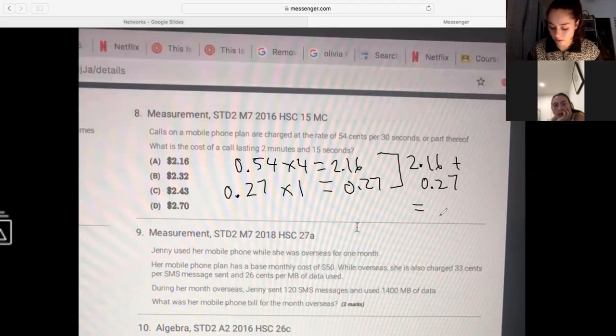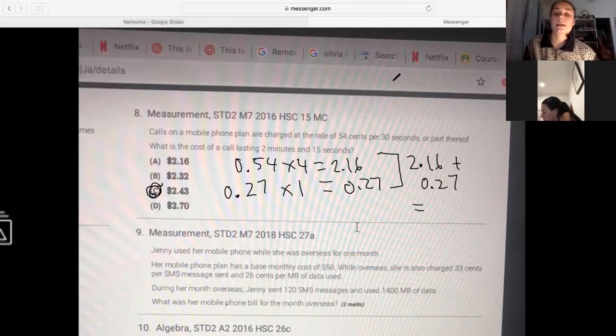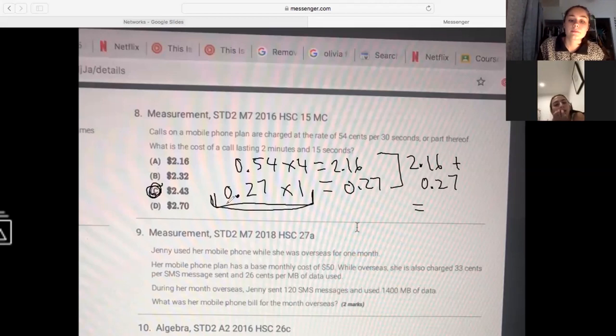29. Where'd the 29 come from? It's 2.43. Sorry, I didn't do the 0.27. Yeah. No, when I did it, I did that the first time as well. But does it make sense how this 27 part here? Yeah, I wouldn't have thought of that, but yeah.